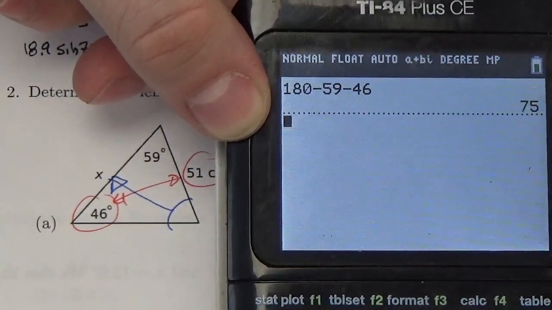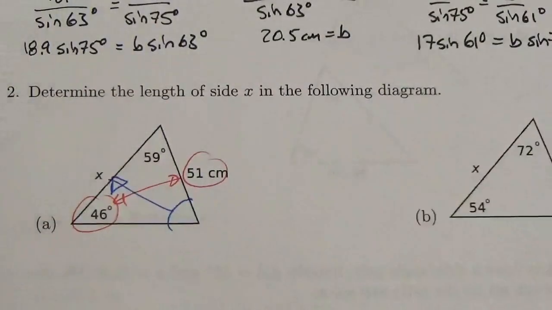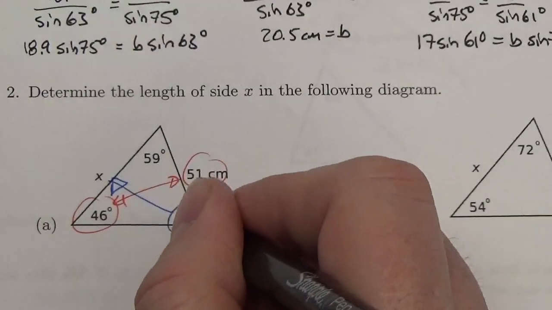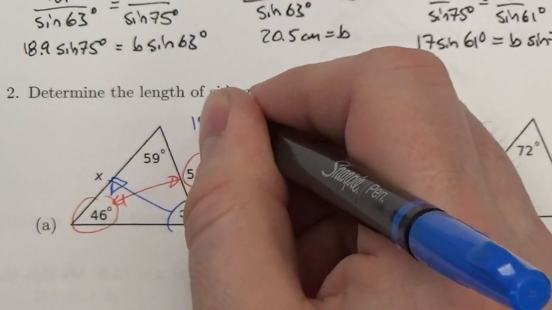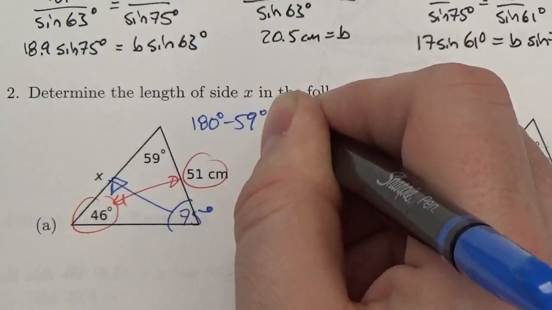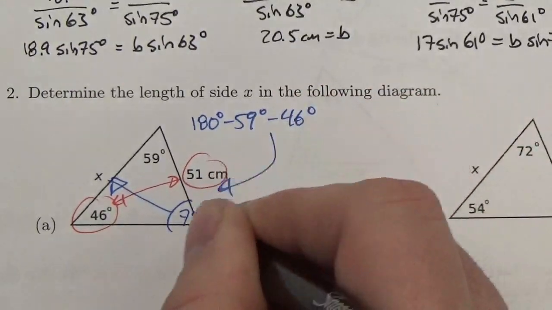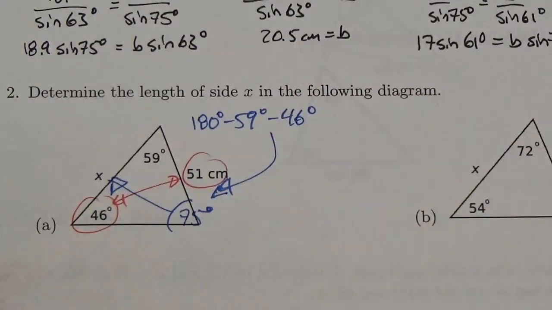Wow, 75 is coming up a lot in this. That's just accident. That wasn't on purpose. So this is going to be 75 degrees. So that's going to be 180 degrees minus 59 degrees minus 46 degrees, is going to equal this angle right down there.